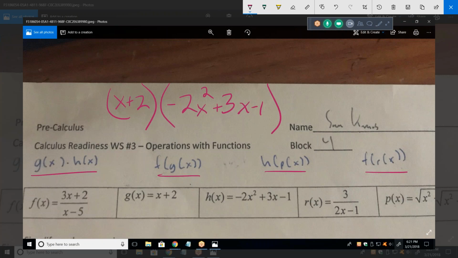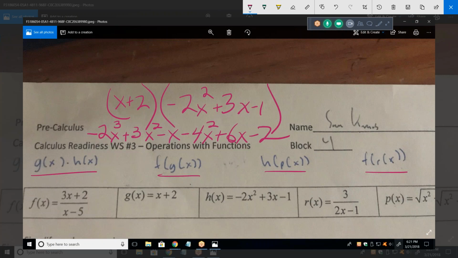Just multiply the x into the negative 2x squared, 3x, and negative 1. Every term by every term. So start from the left, work your way right. Tell me what to write. So it's negative 2x cubed plus 3x squared minus x. And then minus 4x squared plus 6x minus 2. Okay? And the only thing we have to do is combine everything.